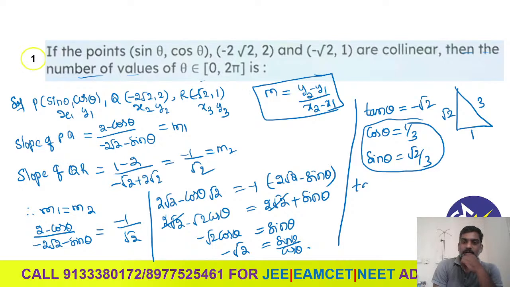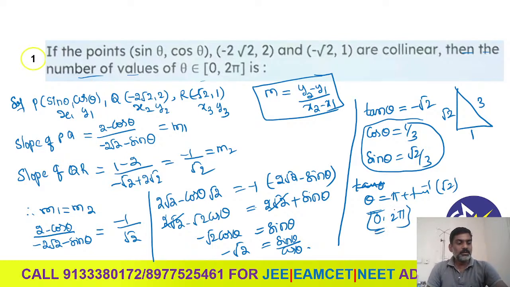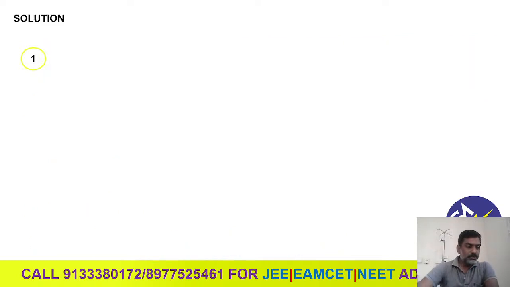So here we can write tan theta is equal to this, then theta is equal to pi plus tan inverse of root 2, because a negative root 2 is there. This is theta. Then find out the values between 0 and 2 pi. Between 0 and 2 pi, how many values are there? That many values you can calculate here. Okay. Next, question number 2.